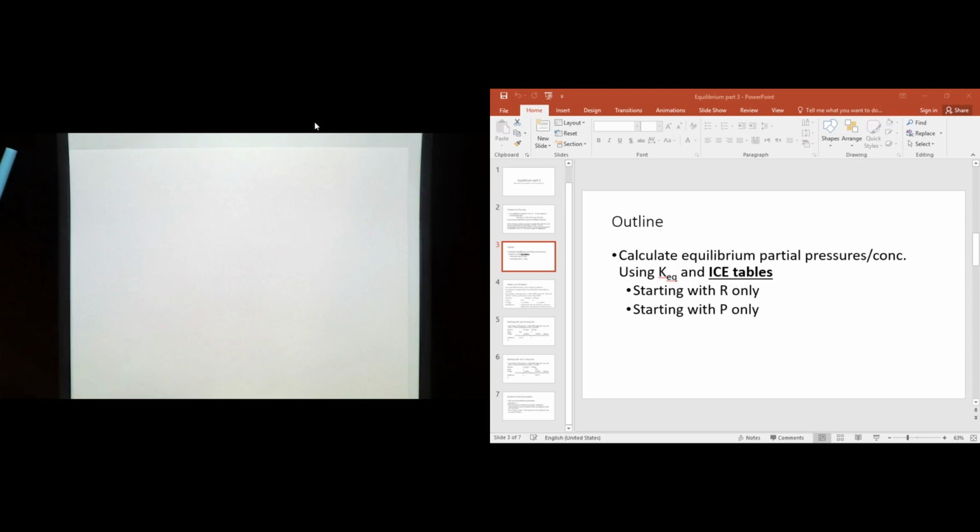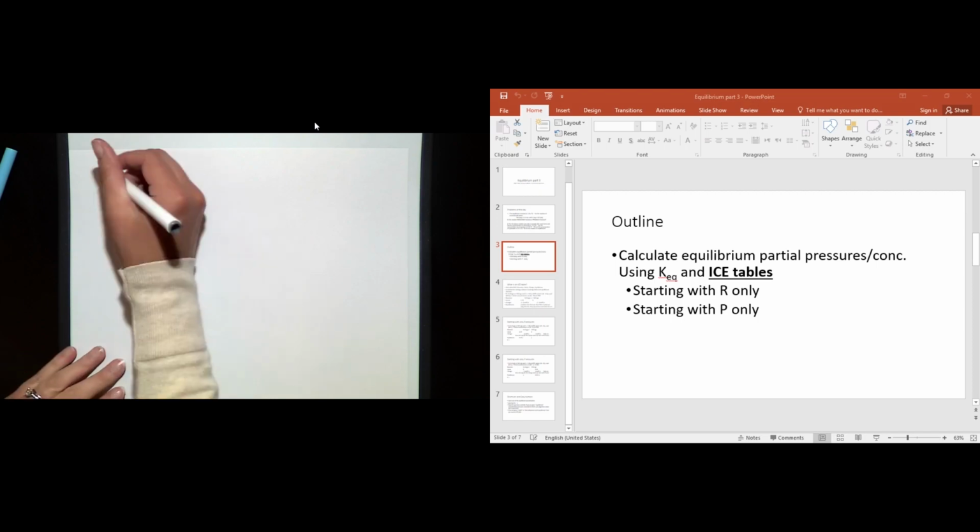It's really important. Okay, so we know how to tell if a reaction is at equilibrium by plugging the values, concentrations or pressures, into the K expression. Using our calculator, do we get the numerical value of K, the equilibrium constant? If the answer is no, it means we're not at equilibrium.